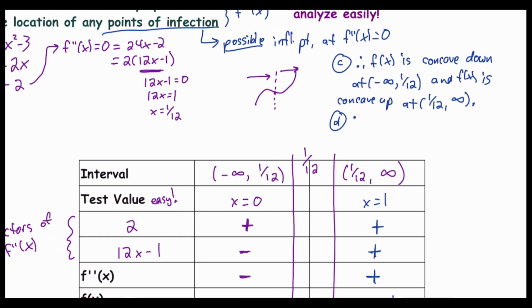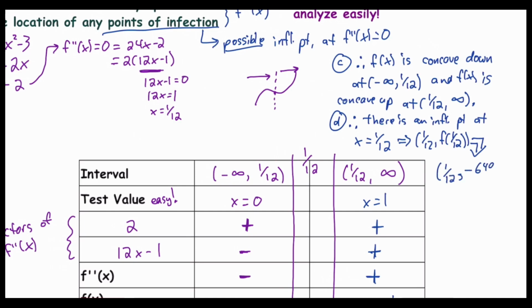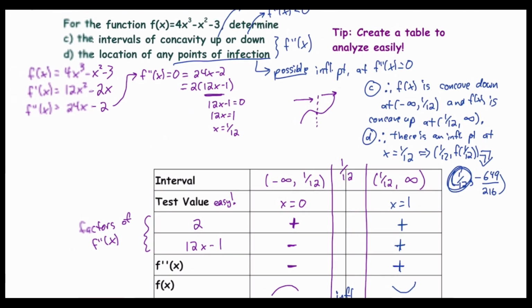And question D, therefore, there is an inflection point at x equals 1 over 12, and we can evaluate and find that point. So the actual point is 1 over 12, f of 1 over 12. Once again, I'm not going to show my work here. I'm just going to tell you that the answer is 1 over 12, comma, negative 649 over 216. And all I'm doing is taking my x value here and subbing it into my original function. And you are all capable of doing that, so I'm not going to show that work here.